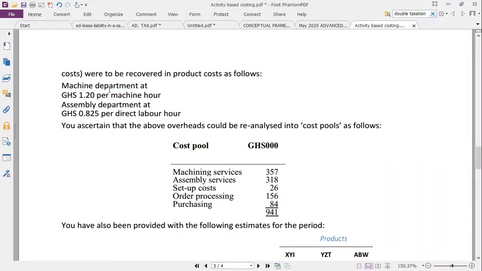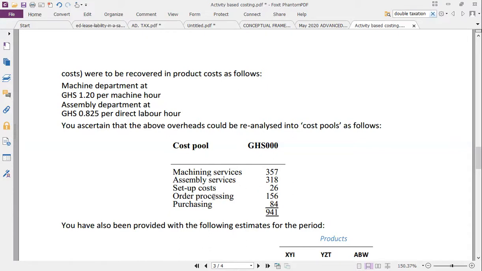So it says that machine department is 1.2 Ghana cedis per machine hour, and assembly department 0.25 cedis per direct labor hour. You ascertain that the above overheads could be reanalyzed into cost pools as follows: machine services, assembly services, setup cost, ordering process, purchasing.